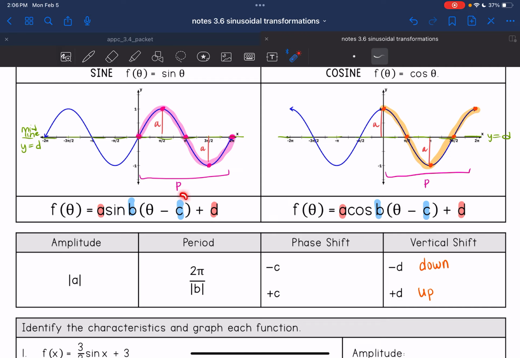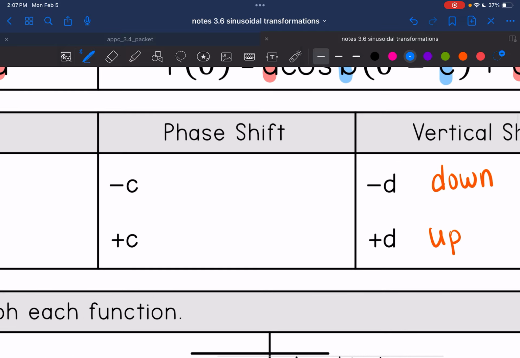The thing we haven't talked about is when there's a C value, when they're subtracting something on the inside of parentheses. That controls shifting left and right, but it is opposite of what you would think. So if it's minus, you're going to move to the right. If it's plus, you are going to move to the left.